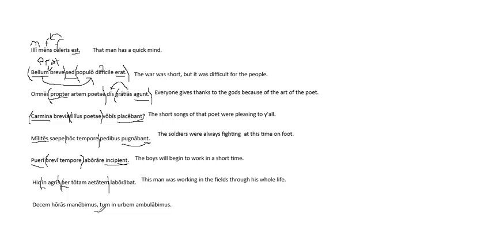Let's investigate that. The word that comes after the comma is tum. Tum means then, so we can probably split this sentence into two parts. One thing happens, then another thing happens. Okay, so let's separate this and look at the first part.